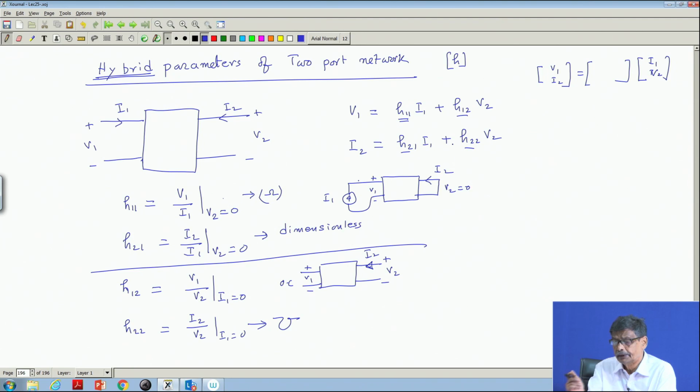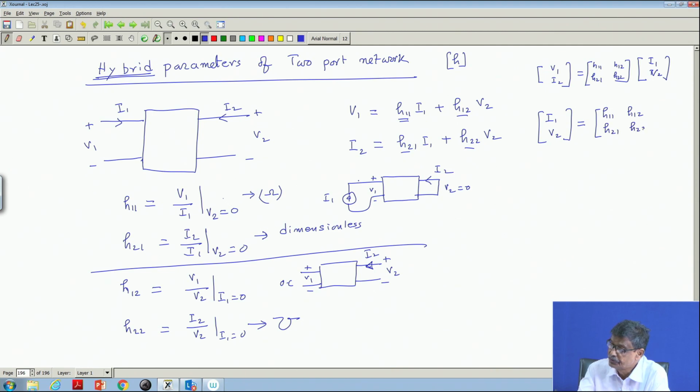Okay. And so, this equation is therefore H 11, H 12, H 21, H 22. And if you wish the inverse relationship, it can be also written like this: I 1, V 2, that is input port current and output port voltage, can be also written like this: H 11, H 12, H 21, H 22, and its inverse into V 1, I 2.